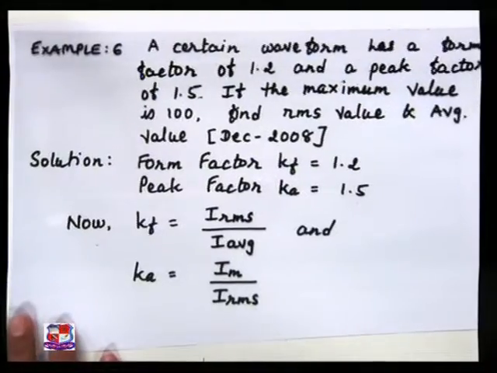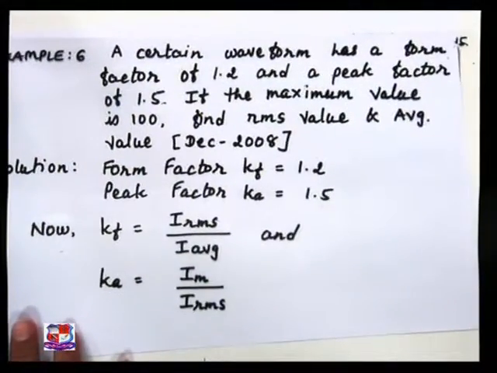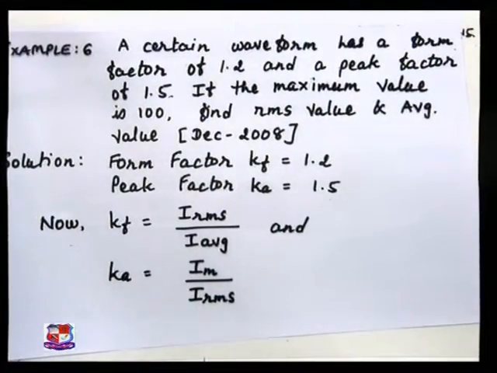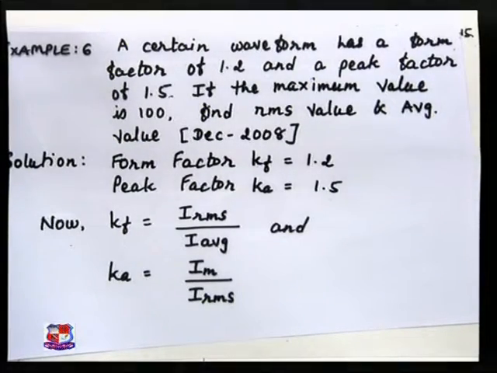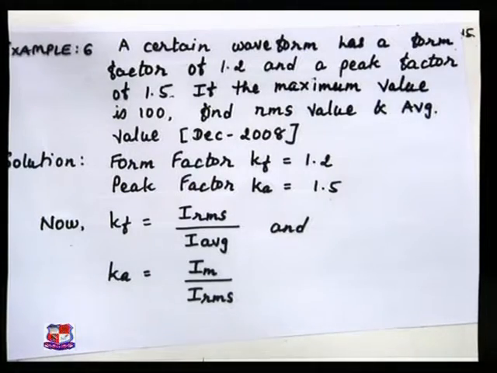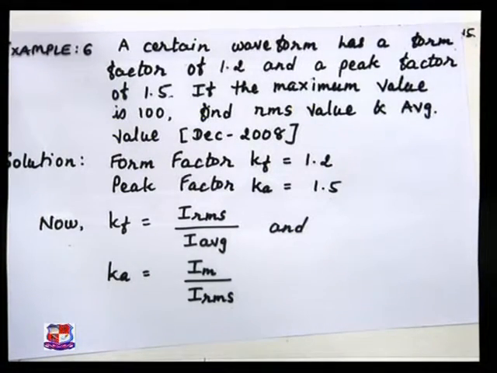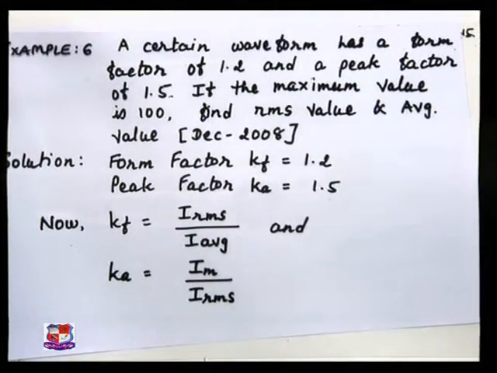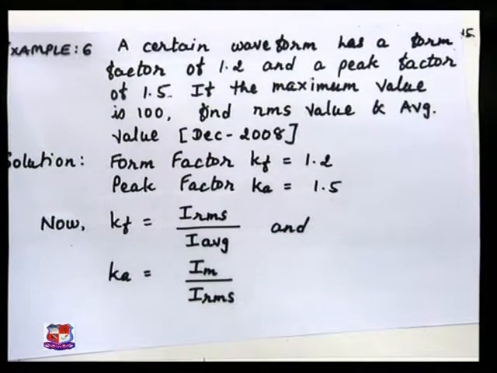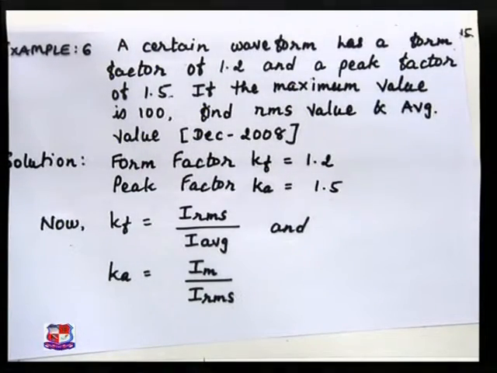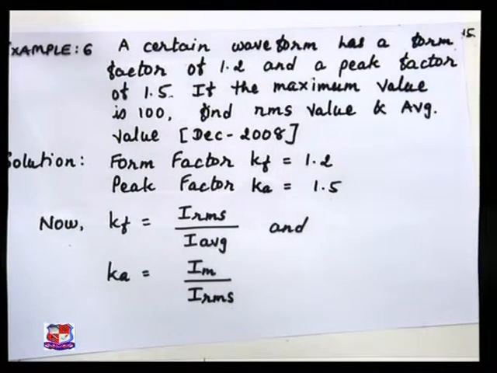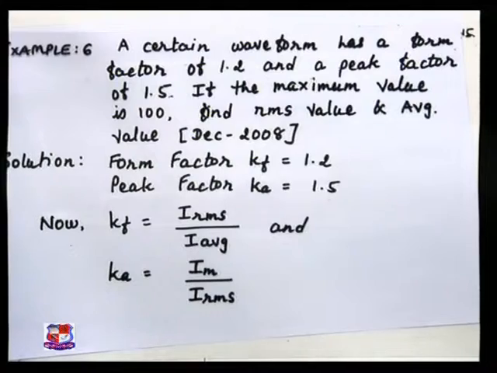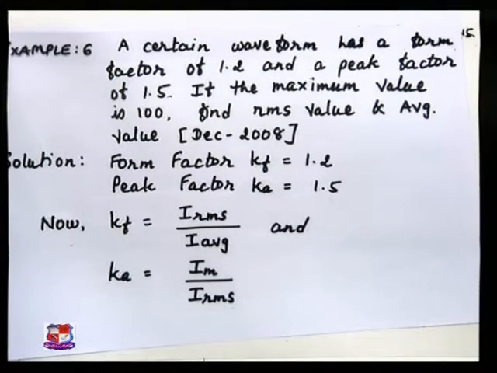Now next example. A certain waveform has a form factor of 1.2 and a peak factor of 1.5. If the maximum value is 100, find the RMS value and average value. This was asked in December 2008. Values of form factor and peak factor are given to you, and the maximum value is also given. You have to find the RMS value and average value. So in this example you have to use the equations of form factor and peak factor.